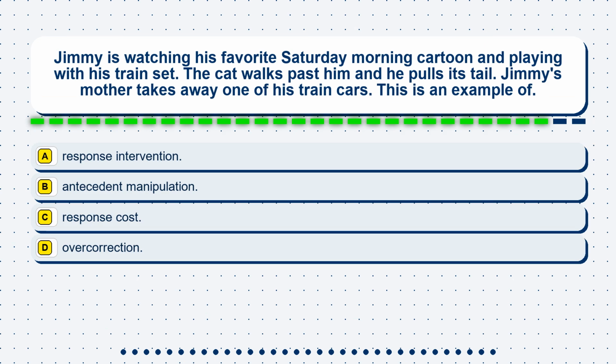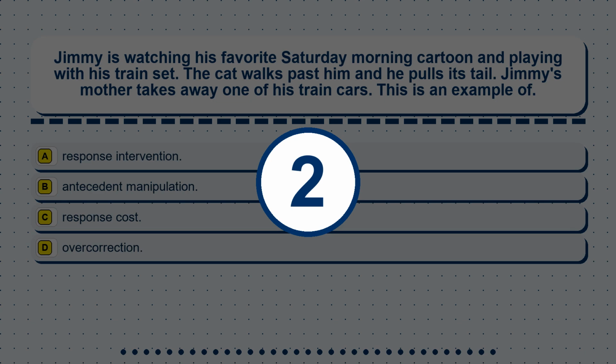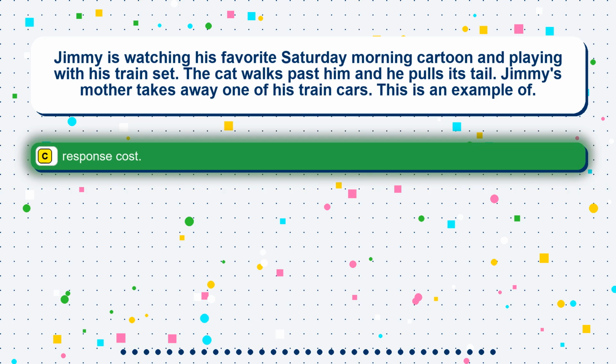Question 24. Jimmy is watching his favorite Saturday morning cartoon and playing with his train set. The cat walks past him and he pulls its tail. Jimmy's mother takes away one of his train cars. This is an example of: Option A, a response intervention; Option B, antecedent manipulation; Option C, response cost; Option D, overcorrection. The correct answer is Option C, response cost.